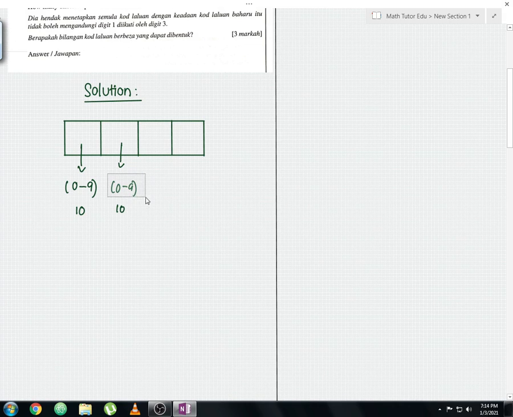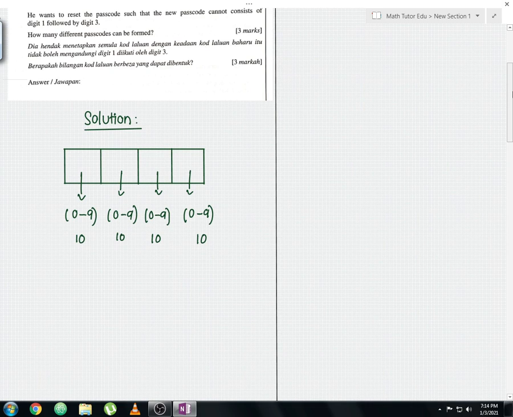Let me write this properly. 0 to 9. As for the third block, also the same, 0 to 9, you have 10 numbers. For the final one, also the same, 0 to 9, you have a total of 10 numbers. So from here, the first step is to calculate the total possible combinations. In this case, it's not really combination, it's actually the permutation, guys, since they're emphasizing the arrangement.